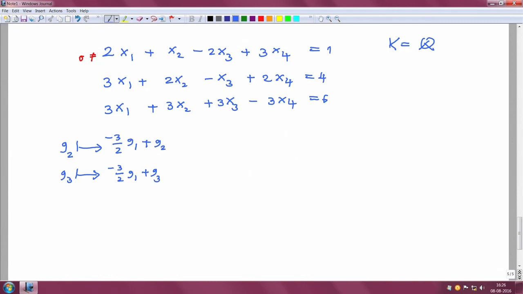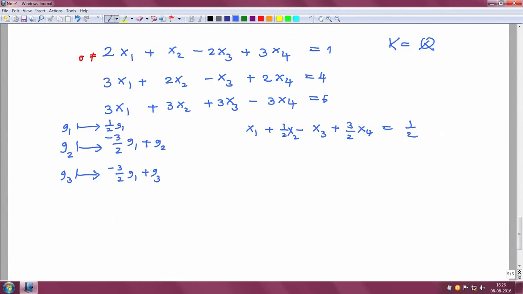I will just write the coefficients. Also, I could multiply the first equation by half. The first equation G1 is replaced by half G1 to make the coefficient 1 there. So the first equation becomes x1 plus half x2 minus x3 plus 3 by 2 x4 equal to half.